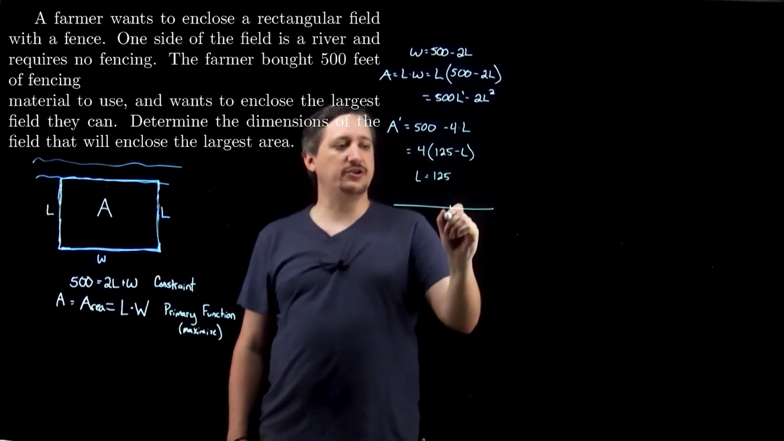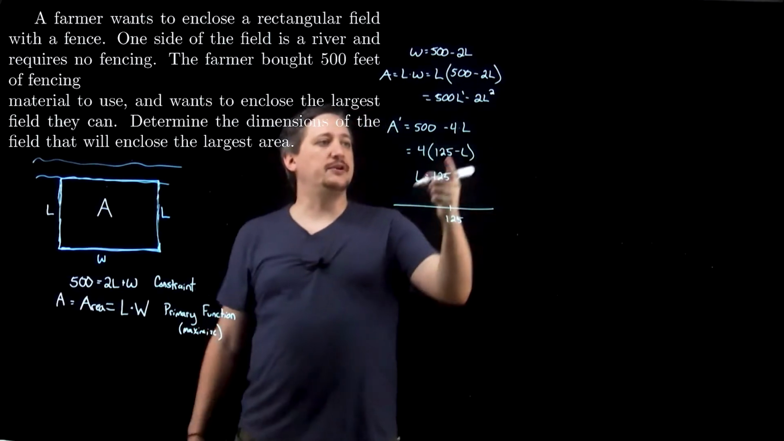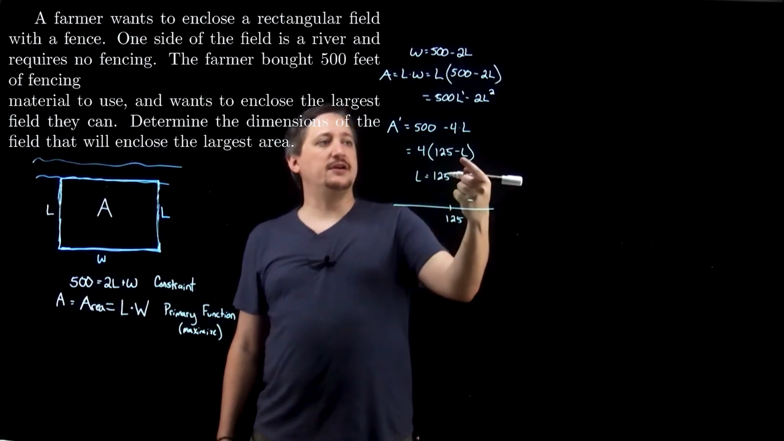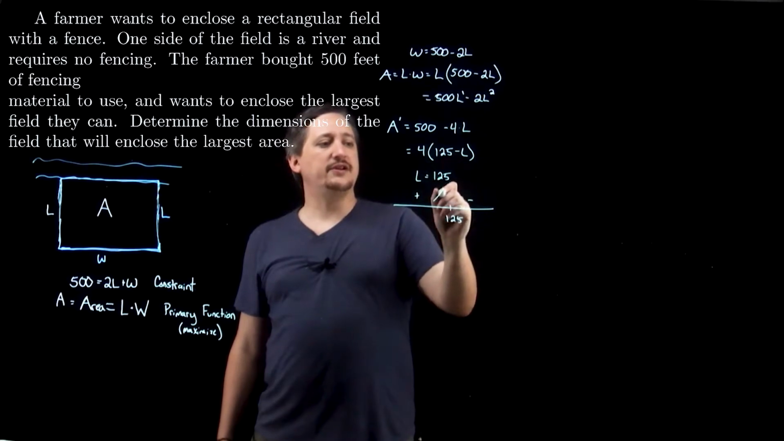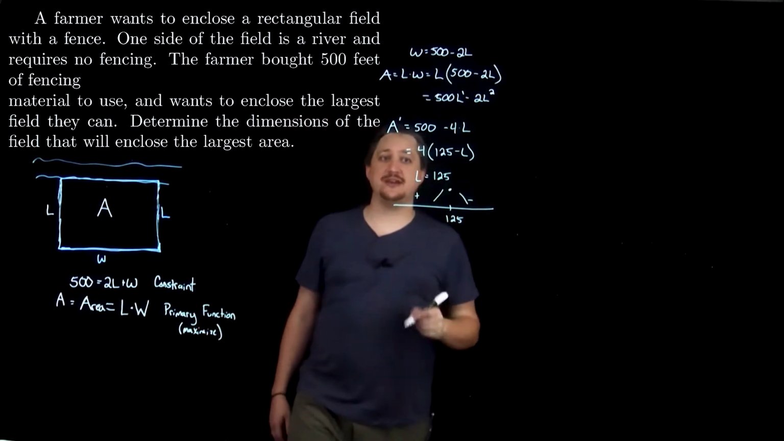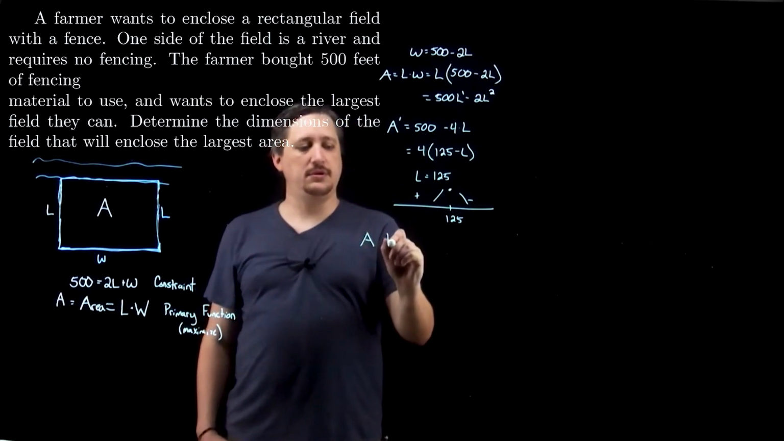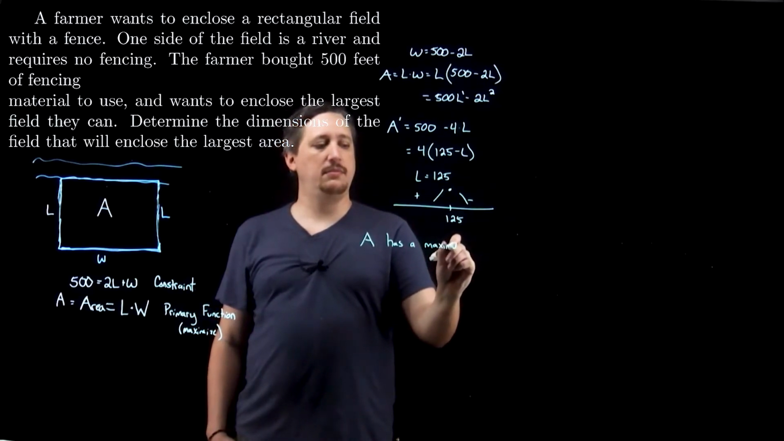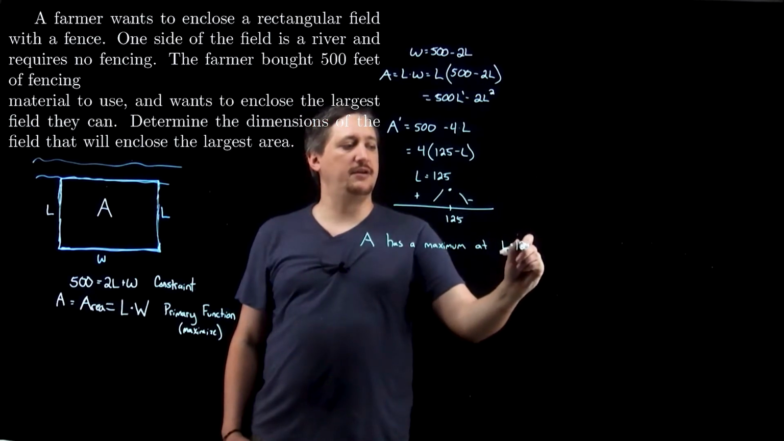And if I look at my sign chart for 125, if I pick some really large number, I'm going to have subtracting a much larger number, so that's going to be negative. And if I look at some really small number like 0, I'm going to get all positives. So that's up, that's down. That tells me that when L is 125, I do actually hit a maximum. So A has a maximum at L equals 125.